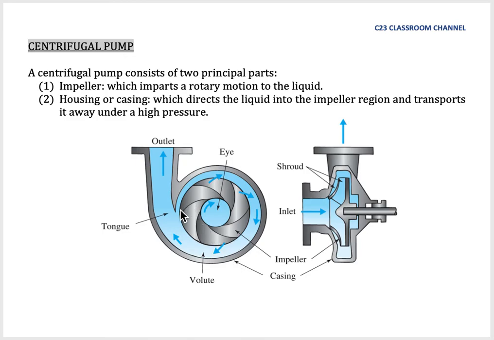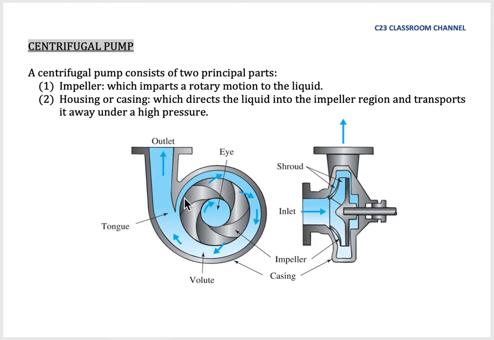If you look at the casing here, you will find the cross-section area at the inlet. You can see the water flows from the eye, then flows here and turns around until it comes out at the outlet here. The cross-section here is smaller compared to here, and the cross-section area increases a little bit until the outlet area.